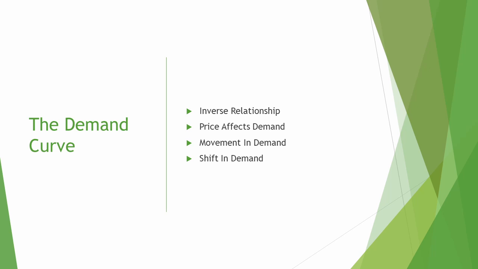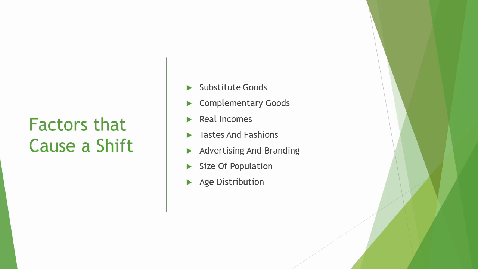A shift in the demand curve occurs when factors other than the price of the good or service change. If the quantity demanded increases because of these changes, then the demand curve will shift to the right, whereas if the quantity demanded decreases because of these changes, then the demand curve will shift to the left. There are many factors that can cause a shift in the demand curve, including changes in the prices of substitutes and complementary goods, changes in real incomes, changes in tastes and fashions, advertising and branding, and changes in size and age distribution of the population.